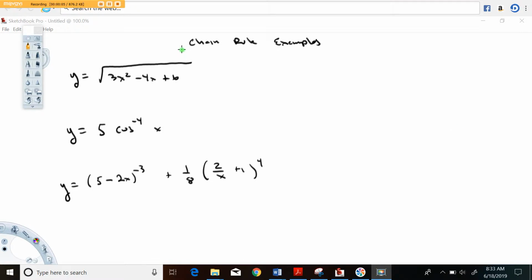I'm making this video to provide some examples of applying the chain rule differentiation. So we're going to look at these three examples and calculate derivatives for each, starting with this one here.